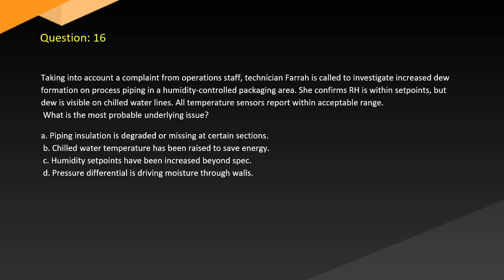Question 16. Taking into account a complaint from operations staff, technician Farrow is called to investigate increased condensation on process piping in a humidity control packaging area. She confirmed RH is within set point, but dew is visible on chilled water lines. All temperature sensors report within acceptable range. What is the most probable underlying issue? A. Piping insulation is degraded or missing at certain sections. B. Chilled water temperature has been raised to save energy. C. Humidity set points have been increased beyond spec. D. Pressure differential is driving moisture through walls.